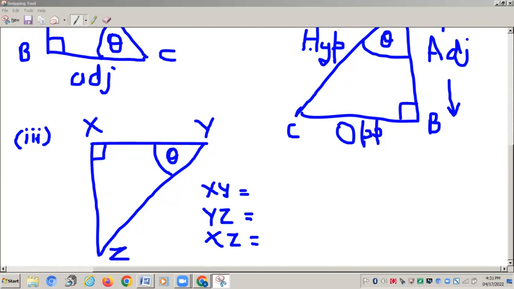Let me see. So this one is saying XY. I was hoping you guys would just put the whole thing in one chat, but it is what it is. So Splanter is saying that XY is the adjacent, correct? Mrs. Walker Smith is saying XY is also the adjacent, correct?